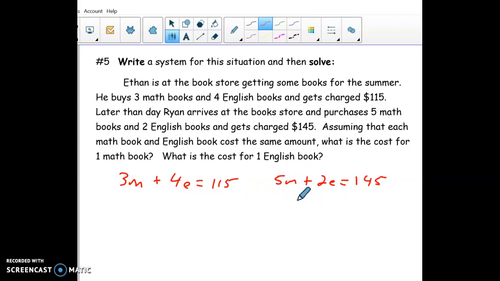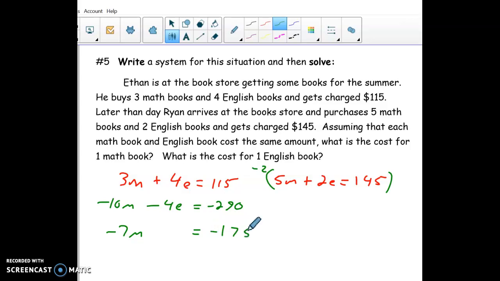So that's our system. And then again, this one I generally use the combinations method because they're both in standard form, right? So this is a tricky one where we don't have like a 1m or 1e, so we're gonna have to multiply. Actually, no, we're okay. If we take this one times negative 2, then the e's would cancel out. So actually, it's not too bad. So negative 10m minus 4e equals negative 290. All right, so add these together, get negative 7m. The e's cancel out, which is what we want. And then this would be negative 175, I think. Add those together.